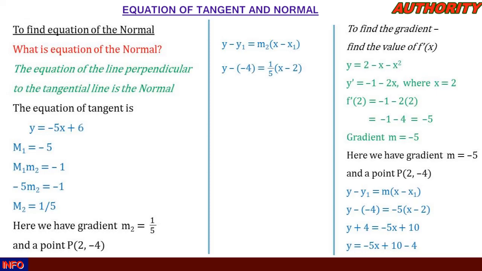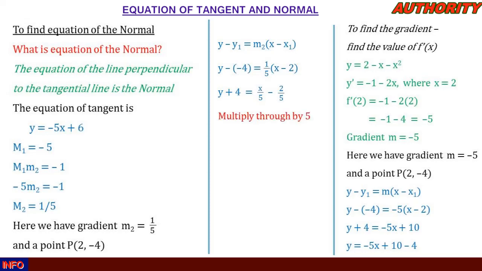Minus times minus 4 is going to give us plus 4. Here we have y plus 4 is equal to, let's use this 1 all over 5 to open the bracket. We're going to have 1 all over 5 times x, which gives us x all over 5. And 1 all over 5 times minus 2 gives us minus 2 all over 5. So here we have y plus 4 is equal to x all over 5 minus 2 all over 5. This is in fraction form, right? Now we want to remove the fraction. We're going to multiply everything by 5.